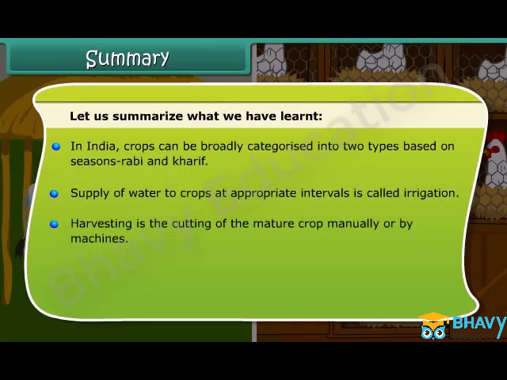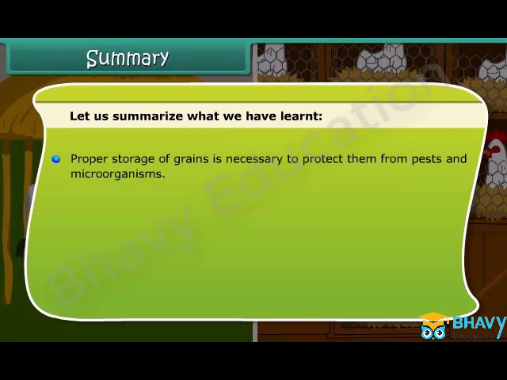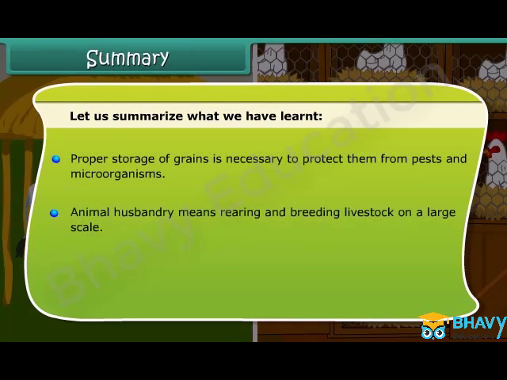Harvesting is the cutting of the mature crop manually or by machines. Separation of the grains from the chaff is called threshing. Proper storage of grains is necessary to protect them from pests and microorganisms. Animal husbandry means rearing and breeding livestock on a large scale.